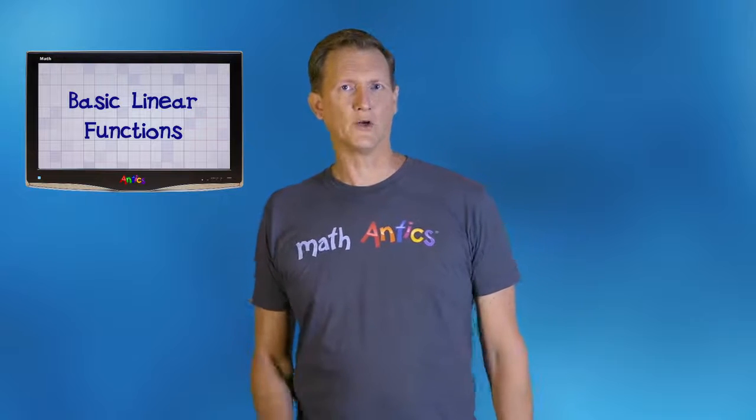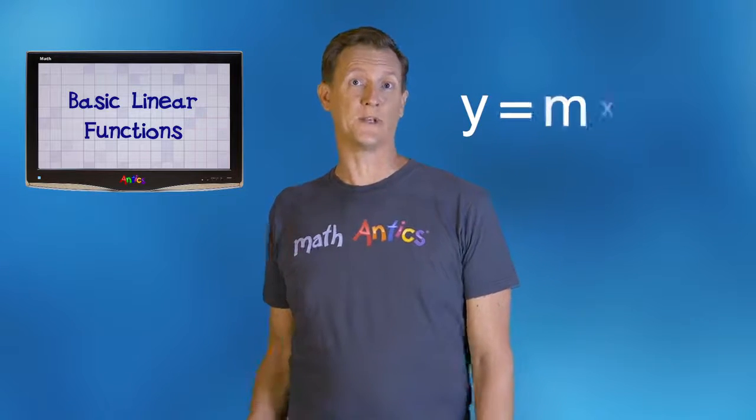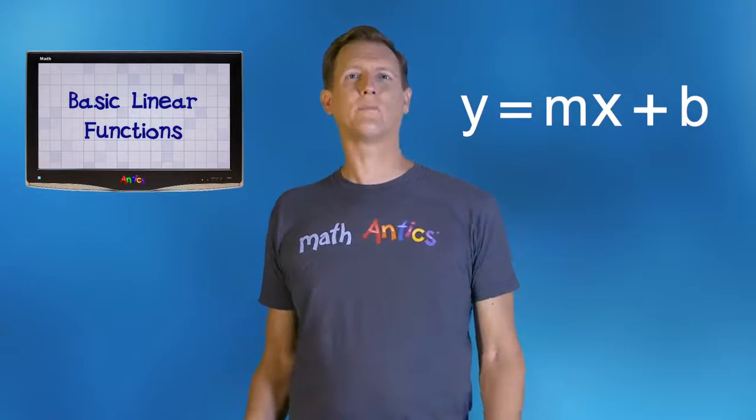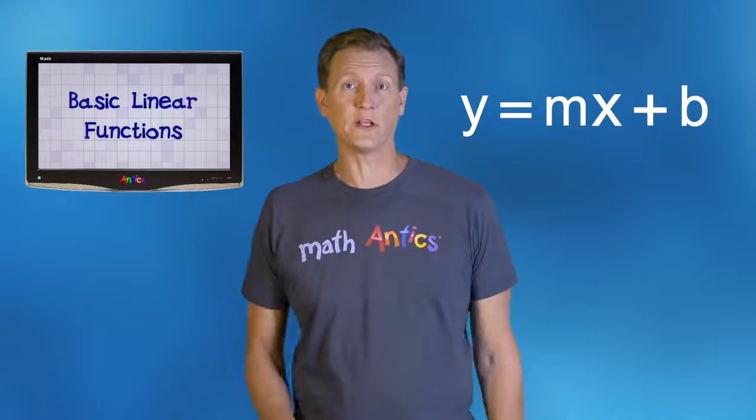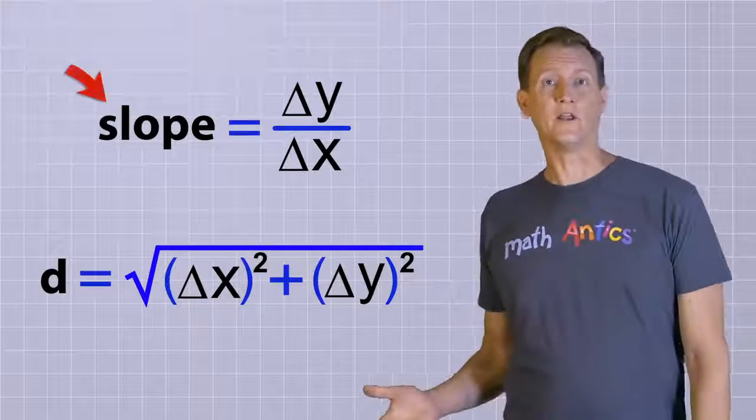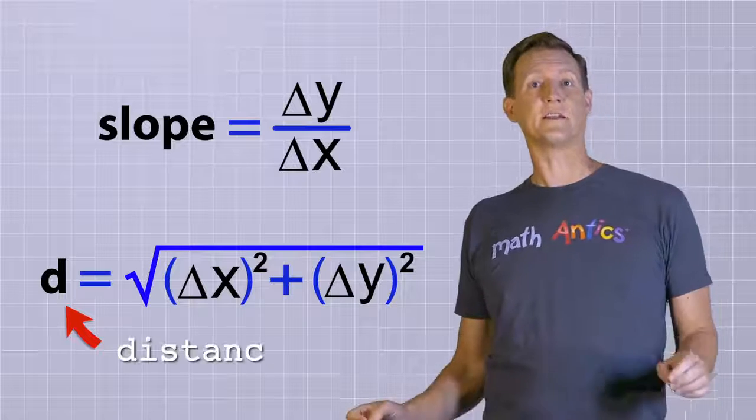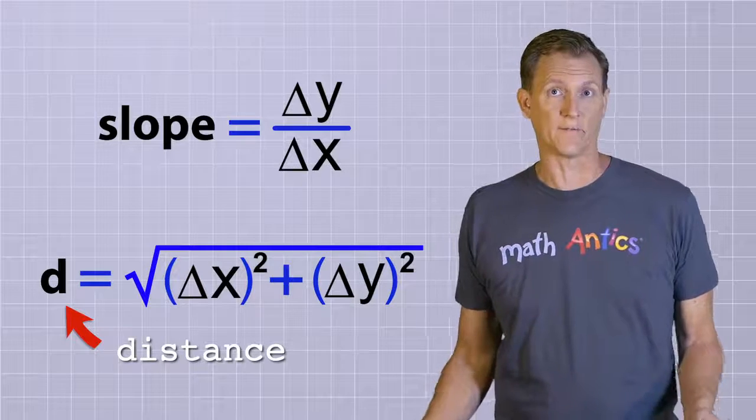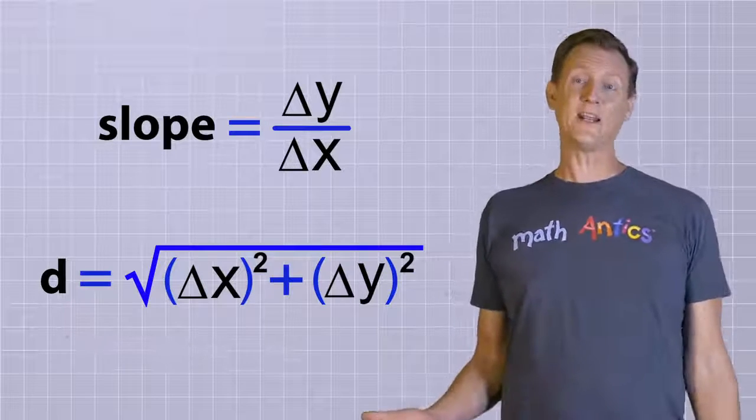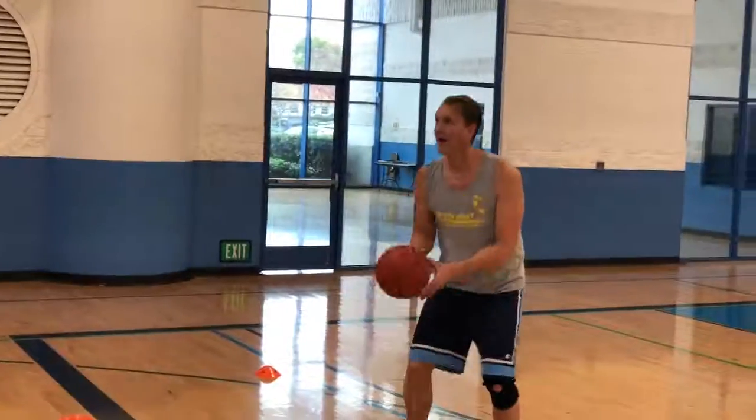In our video about basic linear functions, we learned that the equation y equals mx plus b can be used to represent any linear function on the 2D coordinate plane. In this video, we're going to dive a little deeper and learn two new equations, one for calculating the slope of any line, and the other for calculating the distance between any 2 points on a line. To do that, the first thing we need is 2 points.